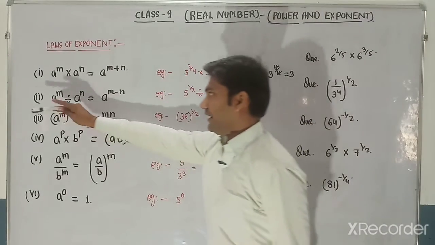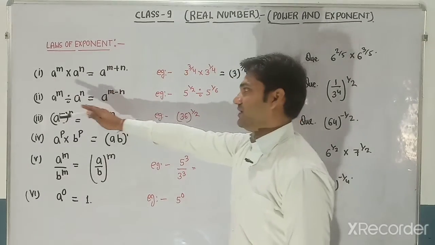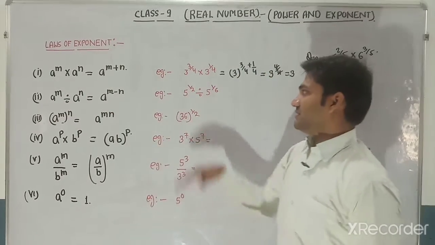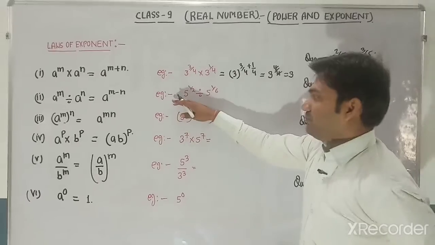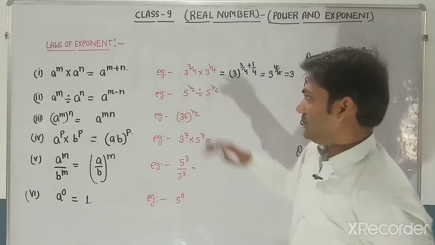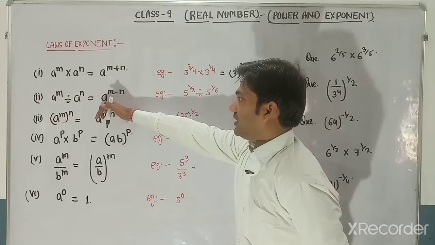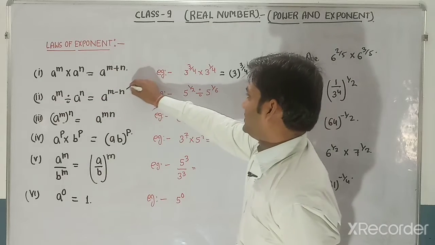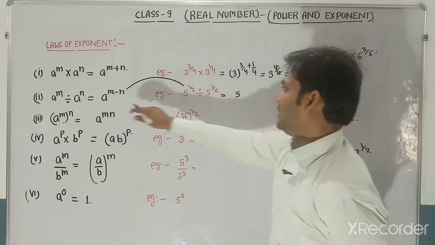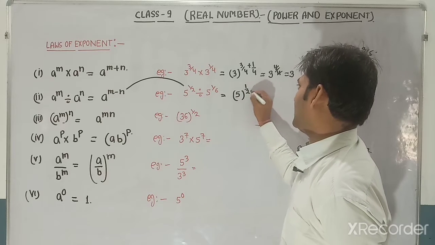Second law: a power m divided by a power n, then the result is equal to a power m minus n. An example is 5 power 1 by 2 divided by 5 power 1 by 6. How do we solve this question? The question is based on this pattern and this law. We directly apply this rule and solve the question: 5 power m minus n, so directly 5 power 1 by 2 minus 1 by 6.